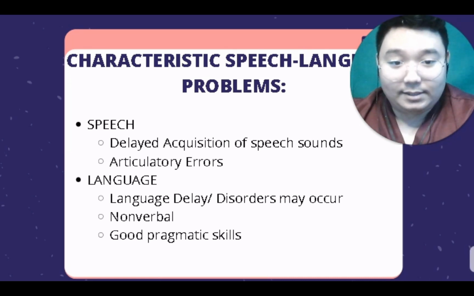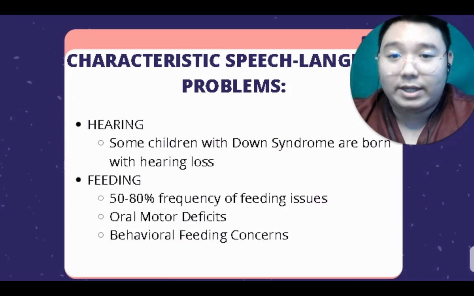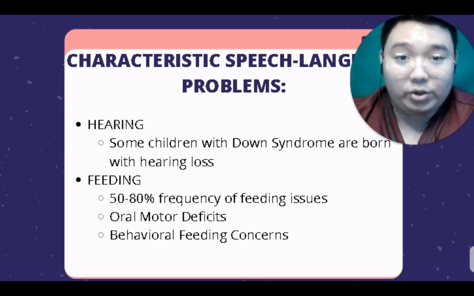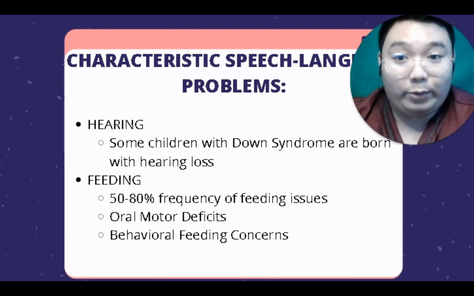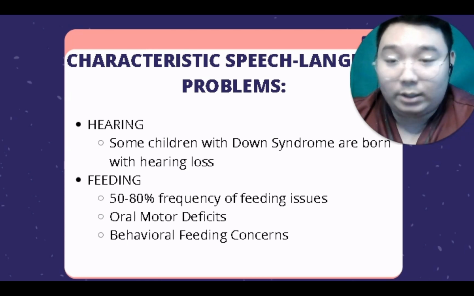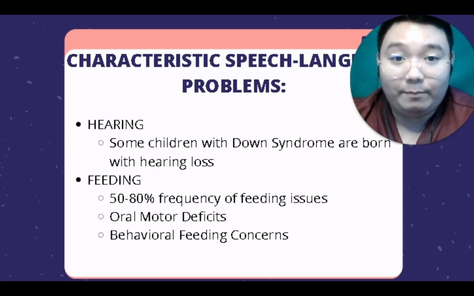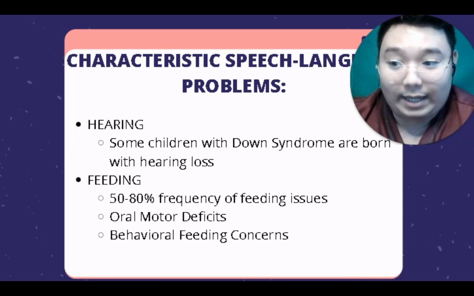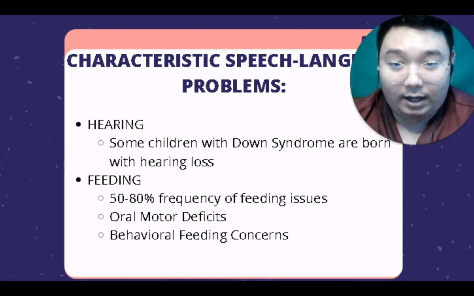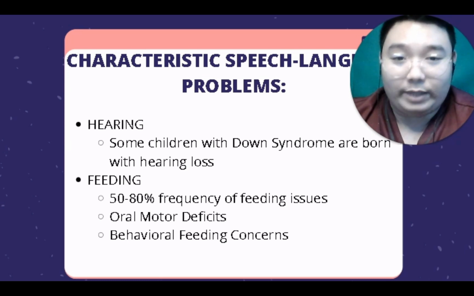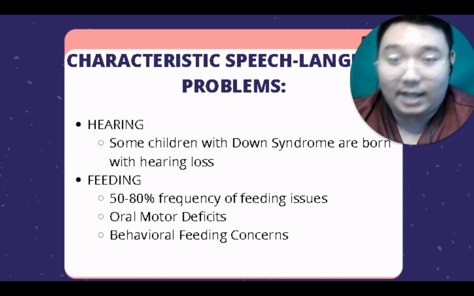Then next is hearing and feeding. So for hearing, some children with Down syndrome are born with hearing loss. So this also affects acquisition of language skills. Okay, di ba? We need to hear an input before we can produce an output. So that is how we acquire language, from hearing input from others. So other children with Down syndrome have affected hearing, so their language is also affected.